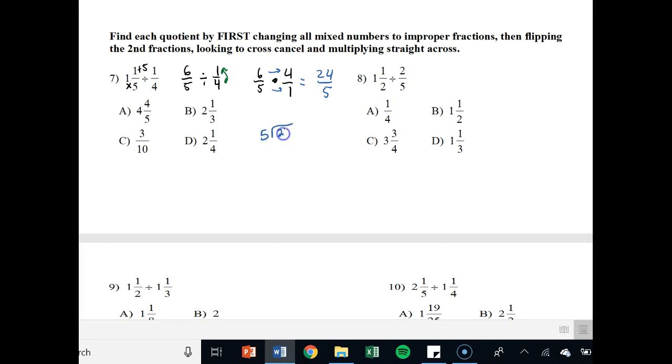So I ask myself, how many times does 5 go into 24? I know it goes in there 4 times because that's 20. I know I have 4 left over. So my answer, 4 and 4/5. Okay? I would like you to make sure that you copy this one exactly like I just did. Pause the video and then try and do number 8.